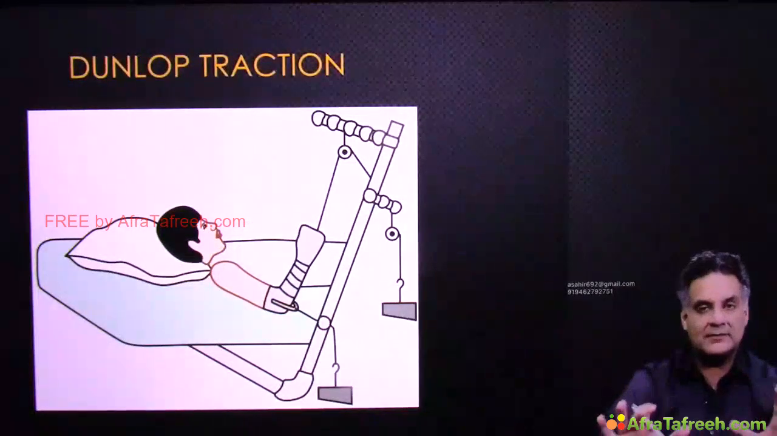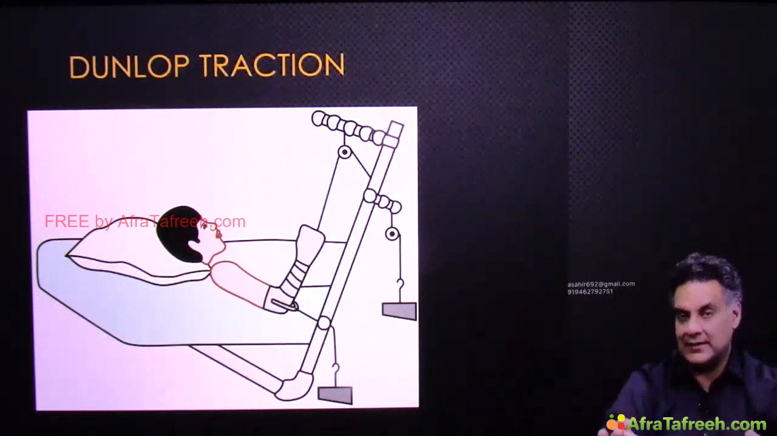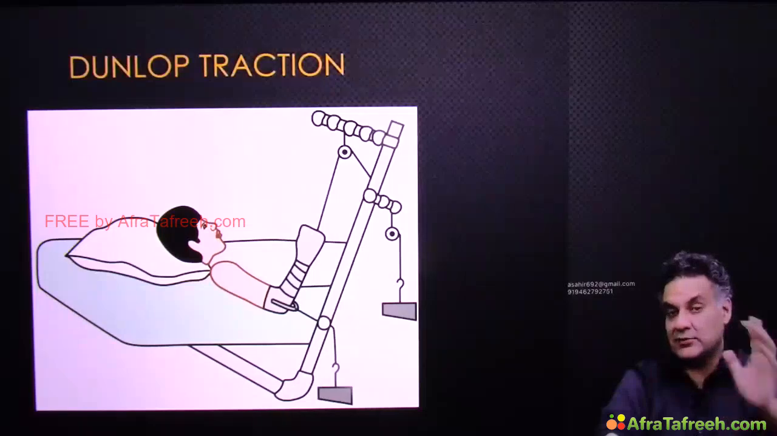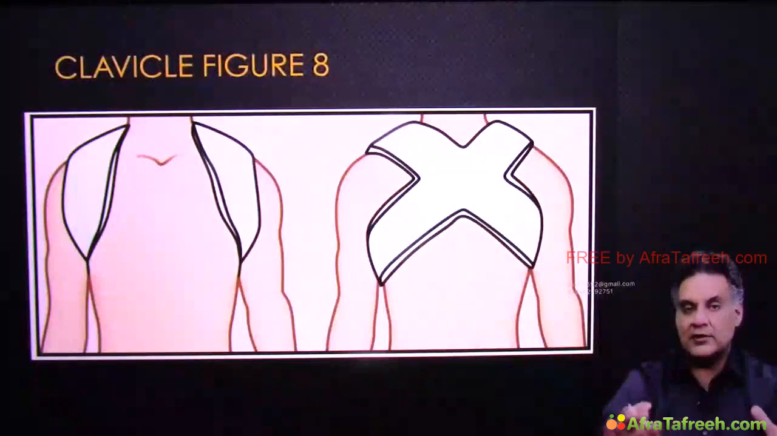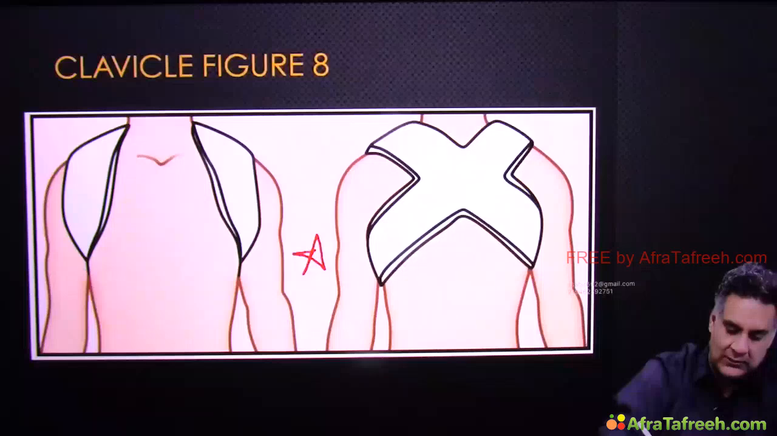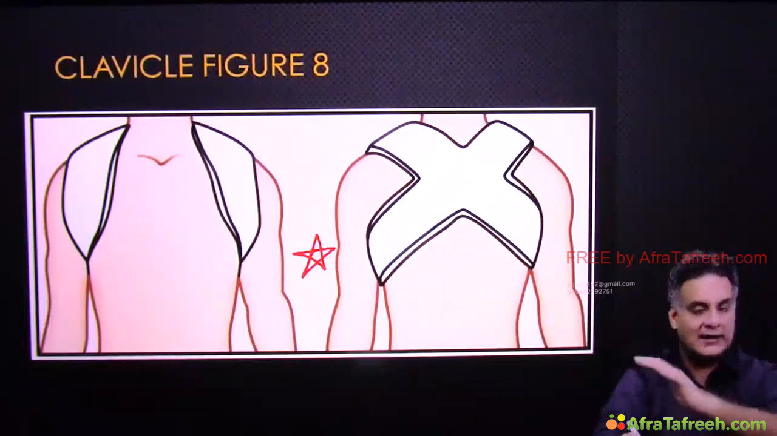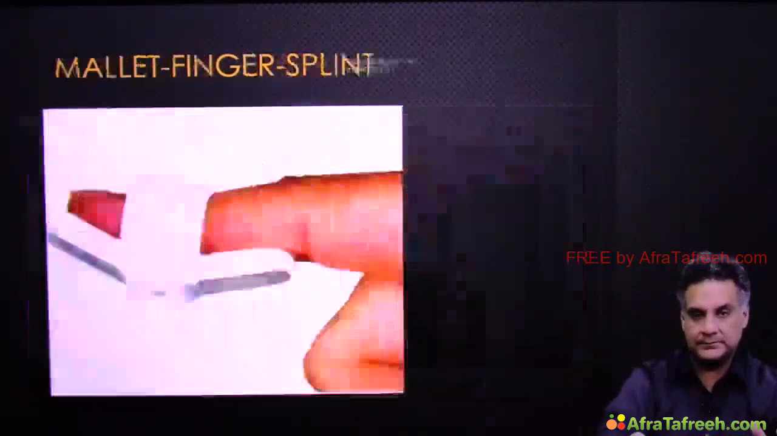Tractions: Dunlop traction and Smith traction for supracondylar fracture humerus. And remember, Smith traction is not for Smith fracture. It's for supracondylar fracture humerus. Figure of 8 bandage for the most common fracture in the human body, the clavicle. I think this question is going to come.